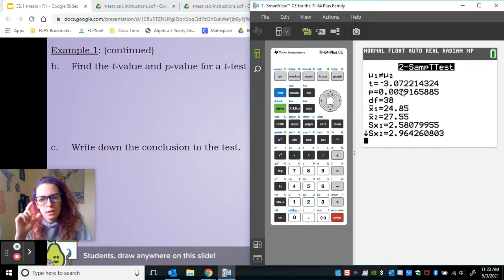And the values that we need are right up at the top. My t value is this negative 3.0722, etc. And my p-value is 0.003916, blah, blah, blah. So we'll round both of them to 3 significant figures.